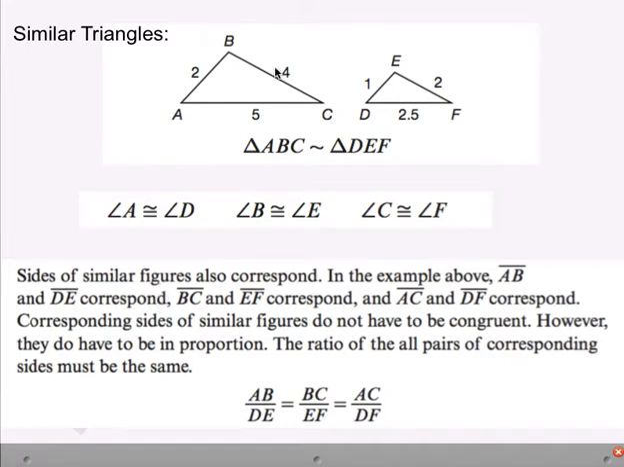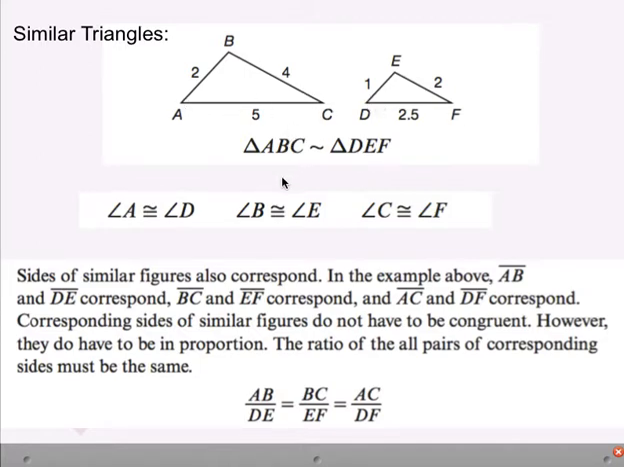So when we look at similar triangles, we can say triangle ABC is similar to DEF because angle A is the same as angle D, angle B is the same as angle E, and angle C is the same as angle F. So we have all of the same angles here. And then when we look at the side lengths, we want to make sure that those are similar. So AB corresponds to DE, they are corresponding, alike sides. BC is similar to EF, and AC is similar to DF.